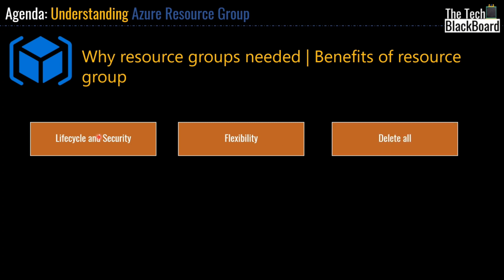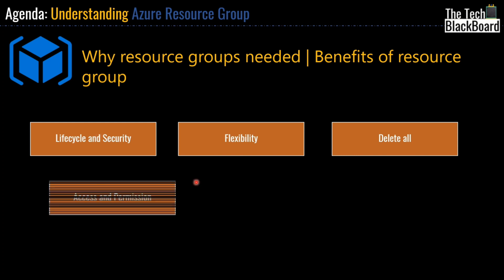The third benefit is delete all. When the life cycle of all the resources ends and you want to delete all the resources, then you can use Azure Resource Group. In our last example, when we created the techblackboard.com website, let's say that you want to delete all the resources you created for the techblackboard.com website. Now, instead of deleting all the resources one by one, you can just delete the resource group, and this will ensure the deletion of all related resources in one clean shot.